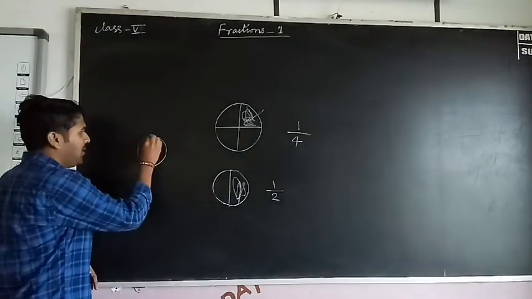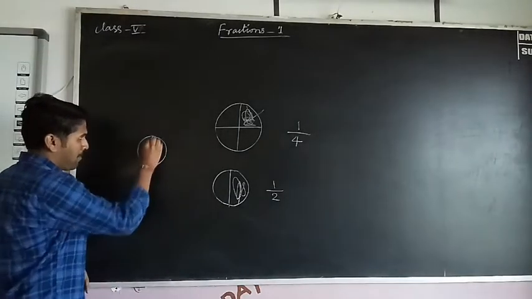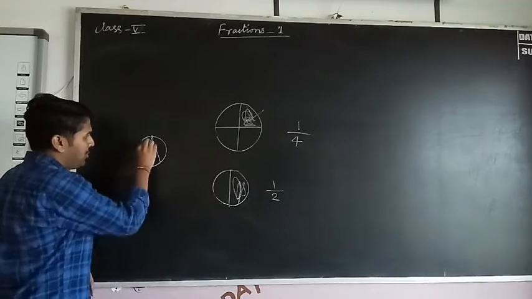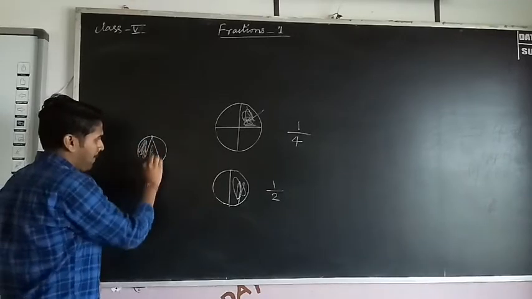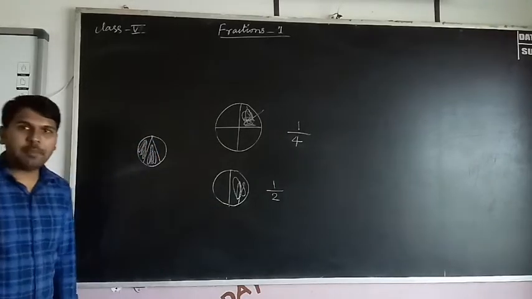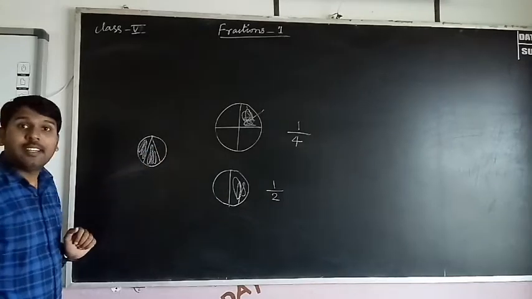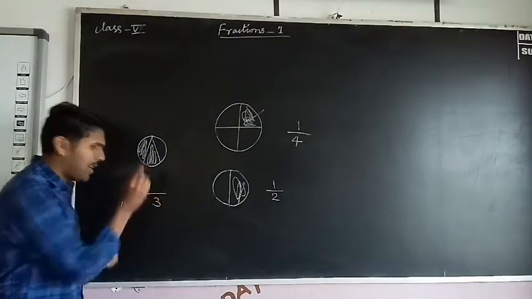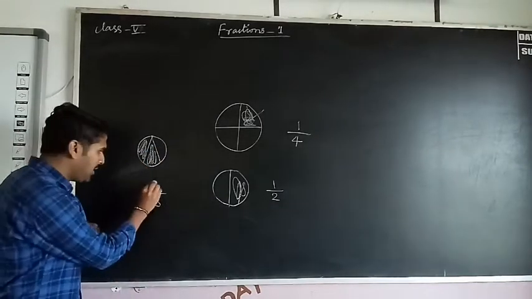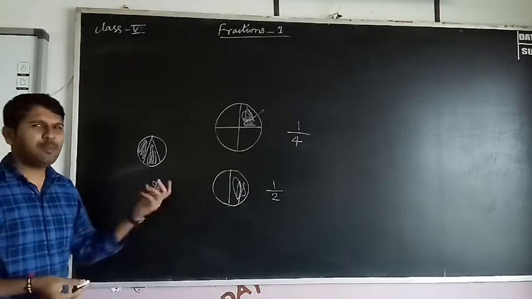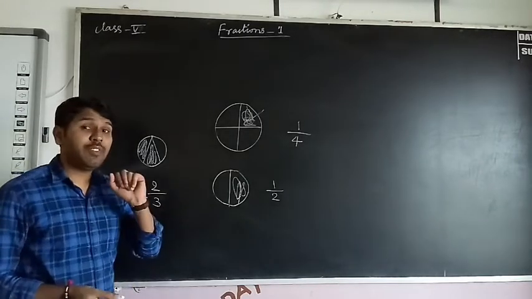So take this one. Total parts are how many? 3 parts, and shaded parts are 2. That means 2 by 3. So it's very simple.